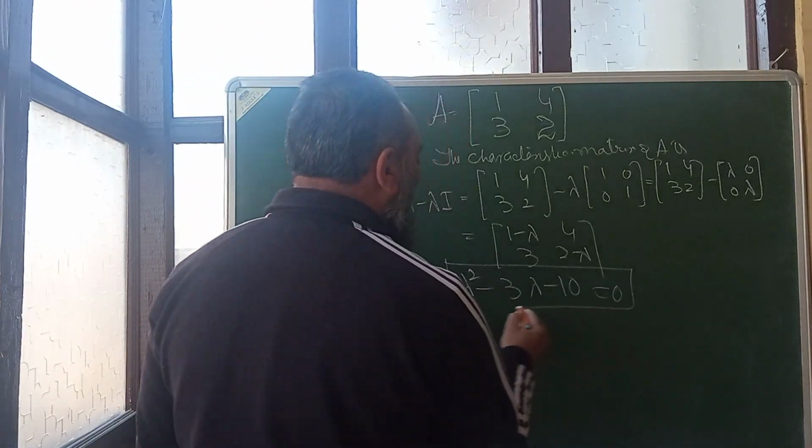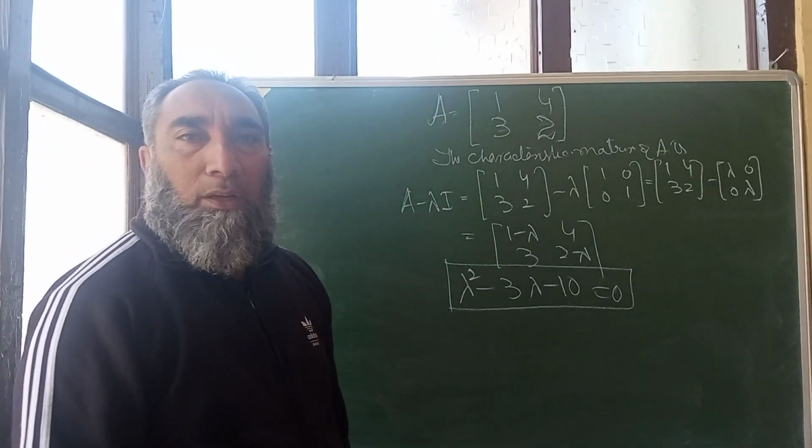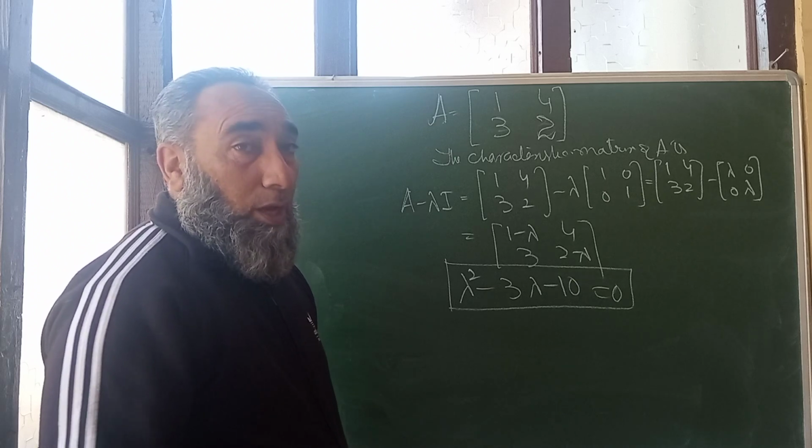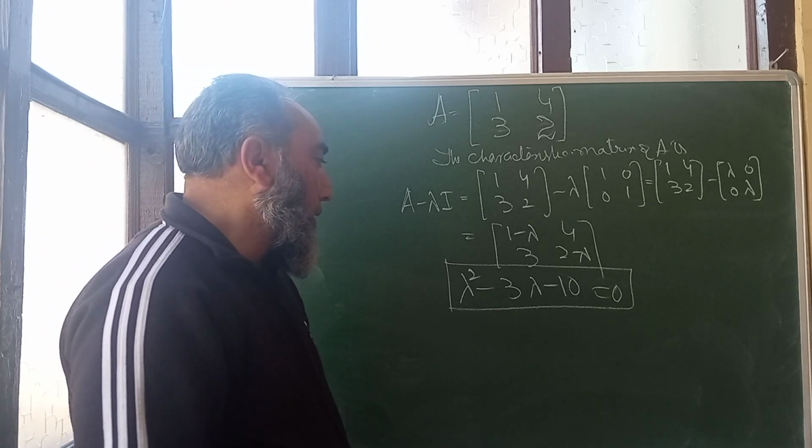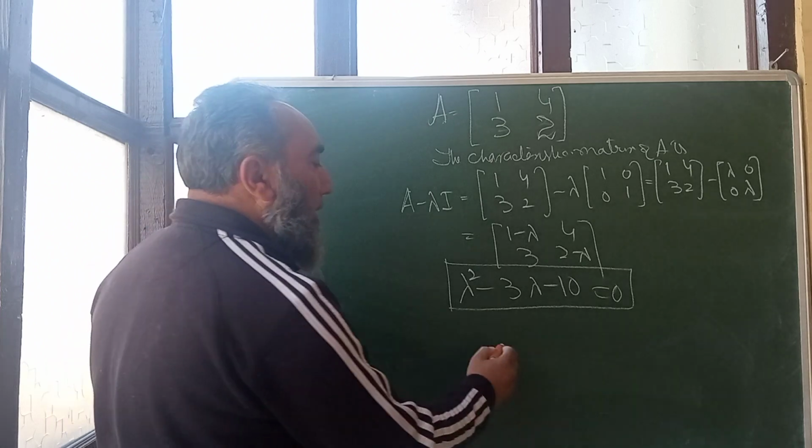As I have said, if you have a square matrix of order 2, then you will get a quadratic. If you have 3 by 3, then you will get a cubic. So this is it.